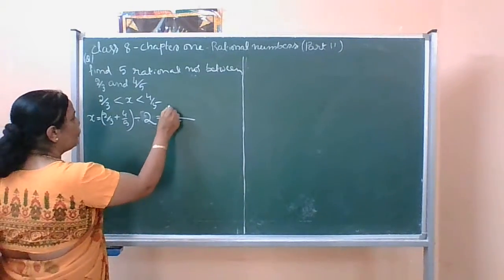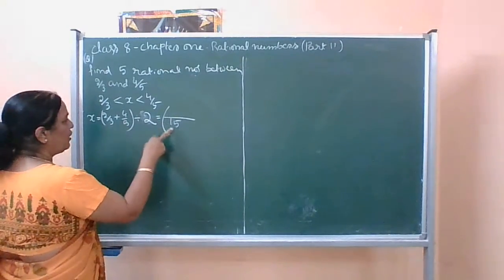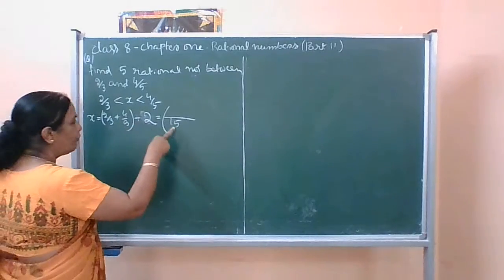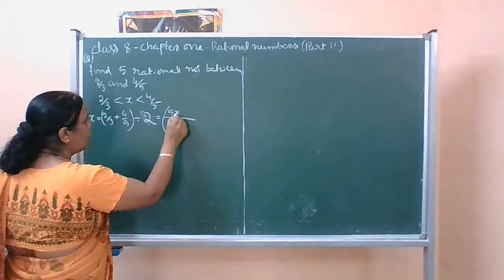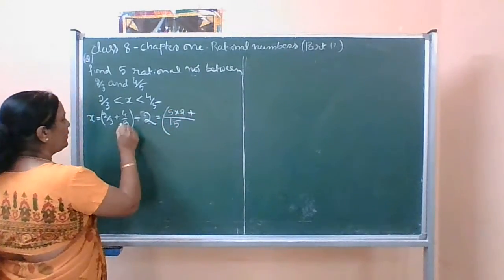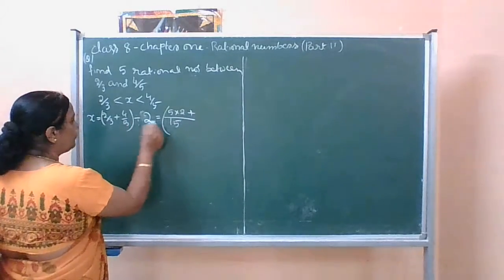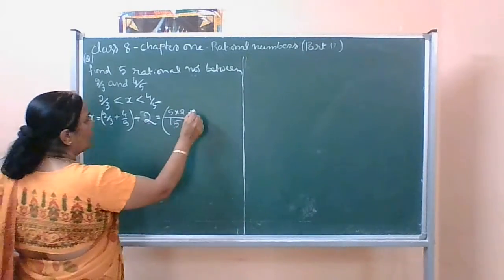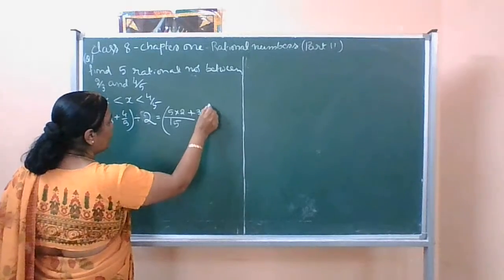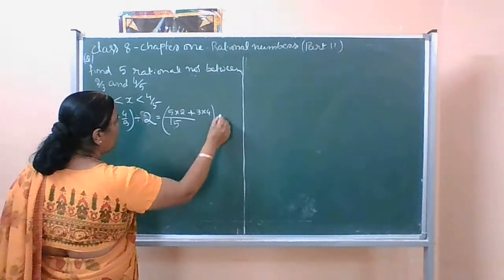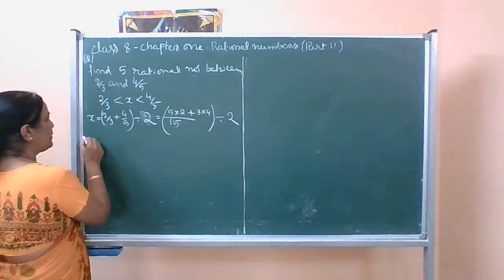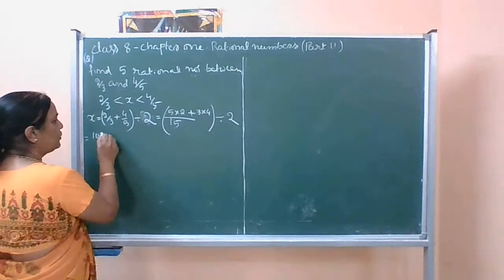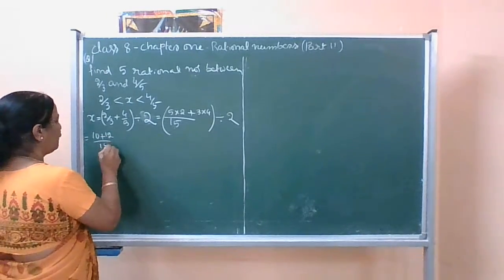Now 15 you divide by 3. 3 5s are 15, therefore it is 5 into 2. And then plus, 5 3s are 15, therefore it is 3 into 4, divided by 2. Now it is 5 2s are 10, 3 4s are 12, by 15.